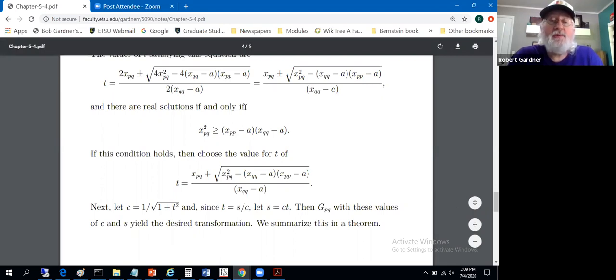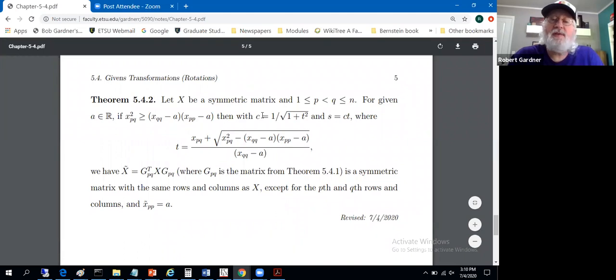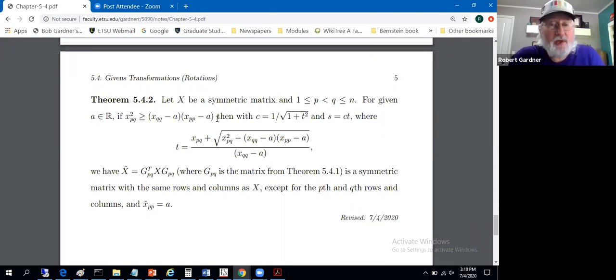Some extra conditions came up along the way. So to summarize what we've shown, if X is a symmetric matrix, we've chosen the p's and q's, the p less than the q, the way we set things up. I could always interchange those things throughout. Then for given a, any real number, provided x sub pq squared is greater than or equal to this thing here. This is the condition that said we're avoiding square roots of negatives when we applied the quadratic formula. With C equal to this quantity, S equal to this quantity.